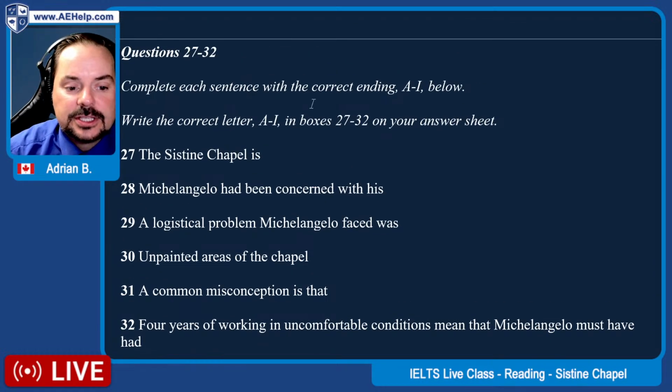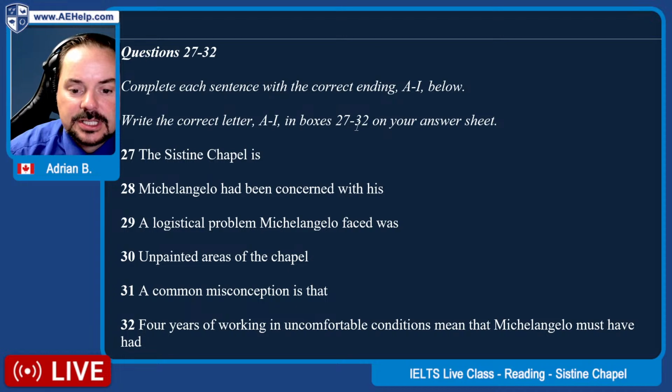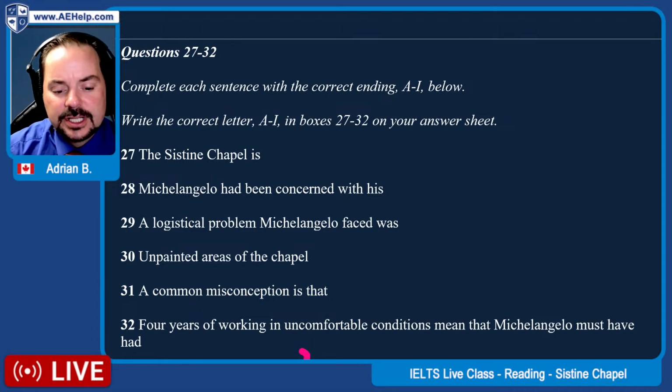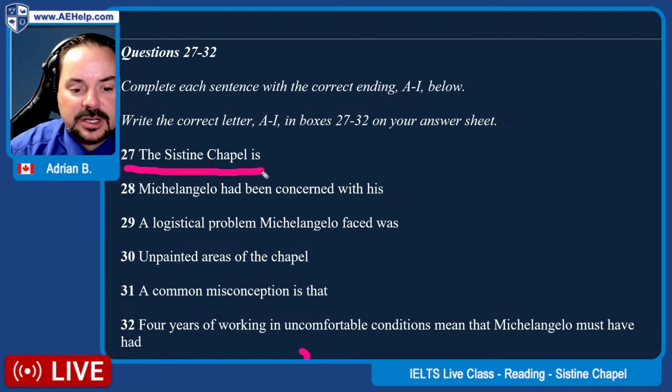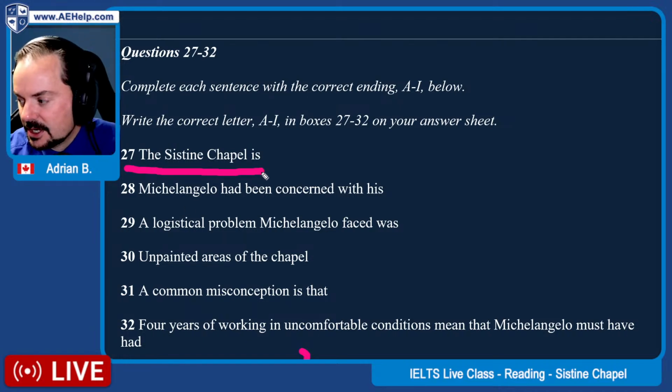So with these kinds of questions where it says write the correct letter A to I in boxes 27 to 35, and then you have to look at the question and then choose from the answers that are below. The first trick, do you know what it is? Fuang, do you know what the first strategy is for answering this type of question? You've been in these classes a long time. Do you know what the first kind of step is?